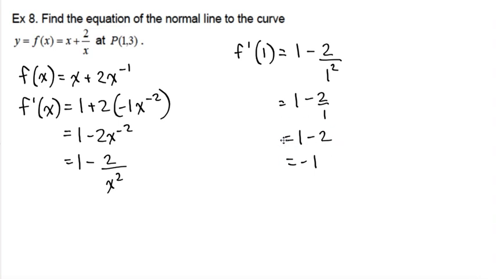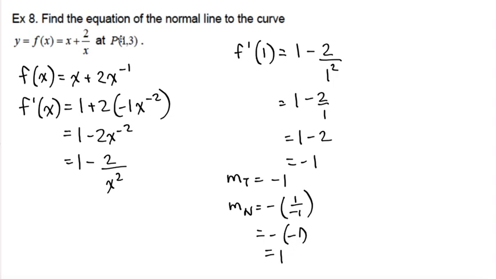If this is the slope of the tangent line, then the slope of the normal line is going to be the negative reciprocal of this. So it's going to be the negative of 1 over -1. 1 over -1 is really just -1, and so the negative of that is going to be positive 1. So the slope of my normal line is 1.